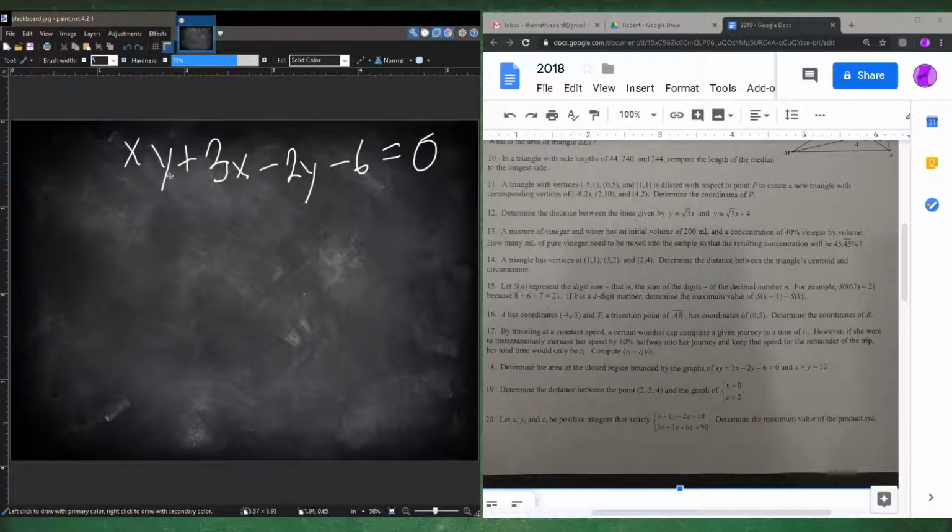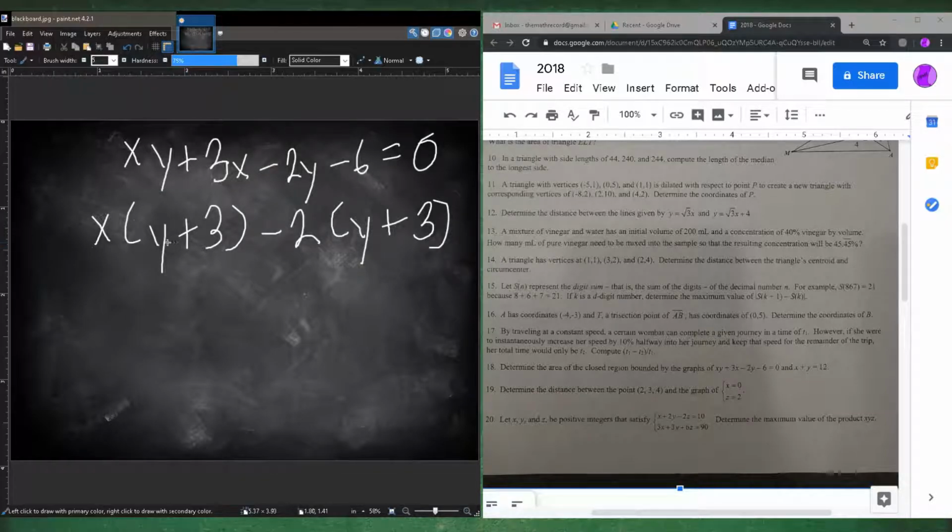So factor x, y plus 3x. So factor the x out, so that's just y plus 3. Okay, now we're going to do the same thing for negative 2y minus 6. So factor out the negative 2, so this is y and this is plus 3. See, we have same groups, y plus 3 and y plus 3. That's equal to 0. Okay, so this is the same thing as x minus 2 times y plus 3 equals 0.